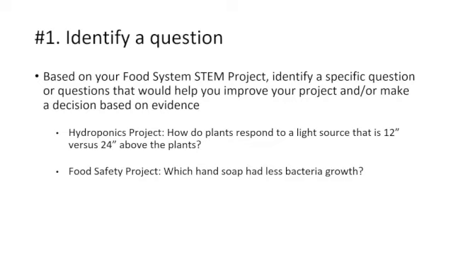A couple examples we have here related to the Food System STEM project would be hydroponics. How do plants respond to light? Light source that is 12 inches versus 24 inches above the plants. And another example, if you're working on food safety, is which hand soap had less bacteria growth if you're going to try to handle a food product in a way that would be safer. We're going to work through the hydroponics example in particular, but we did want to share with you a couple ways of getting to identifying a question with two different projects in mind.